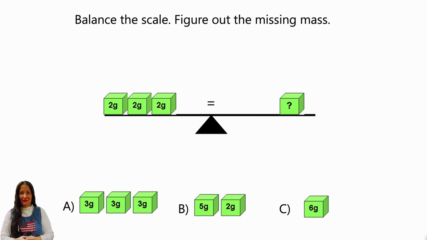Balance the scale, figure out the missing mass. Here we have 2 grams, 2 grams, 2 grams equals what? 2 plus 2 plus 2 equals 6. C equals 6. C is our answer, 6 grams.